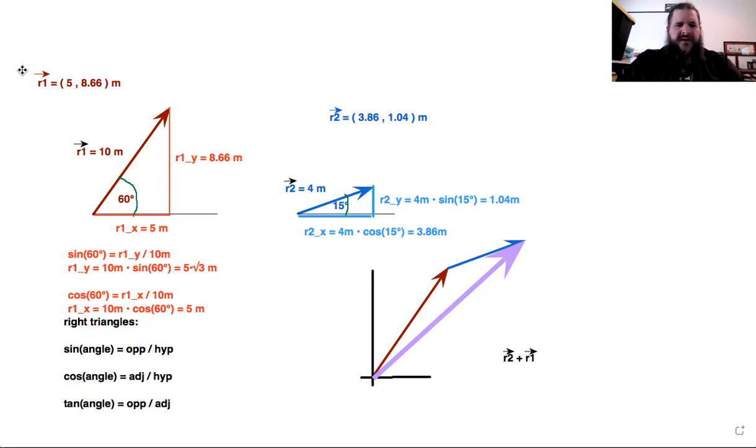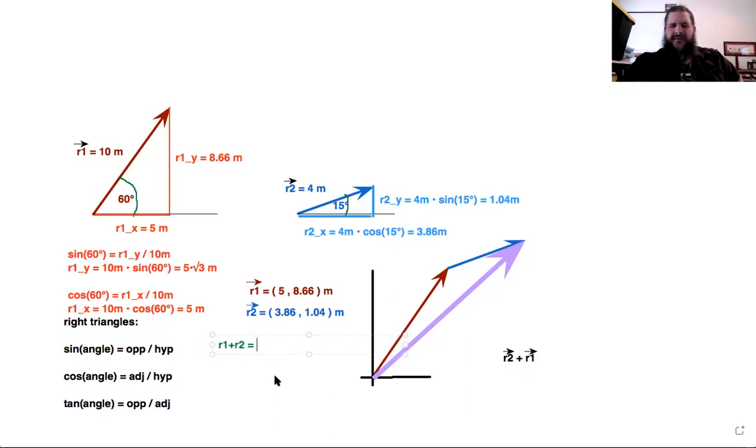And the nice thing about this is it makes it very easy to add the vectors together. Ostensibly, the whole point of finding x and y components is that we can now find R1 plus R2 very easily and very accurately. If we want to write out the sum of vector R1 plus R2, how do we do that? How do we add these vectors now that we've got x and y components?